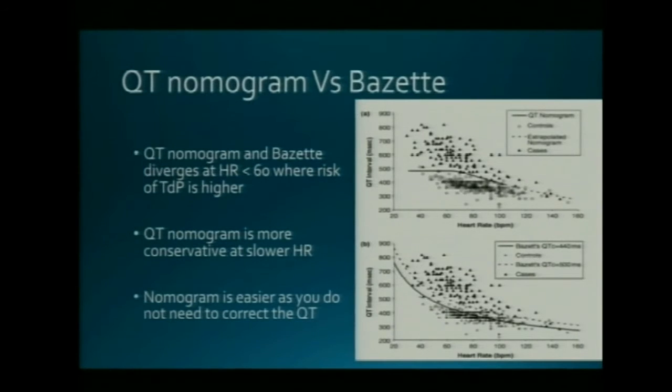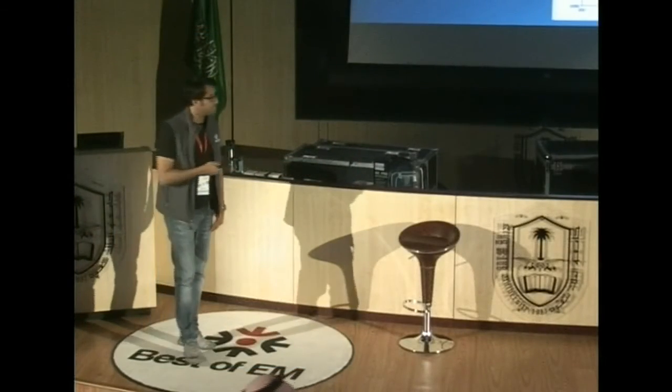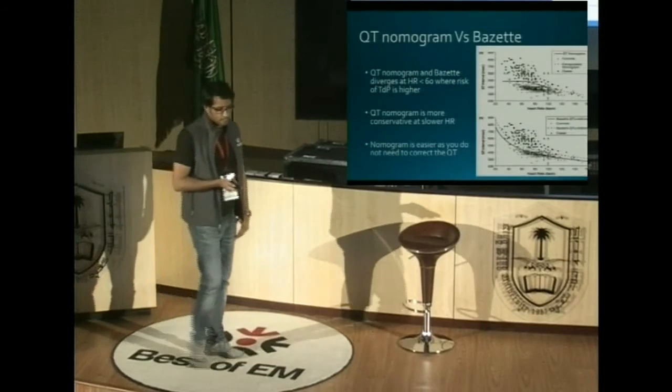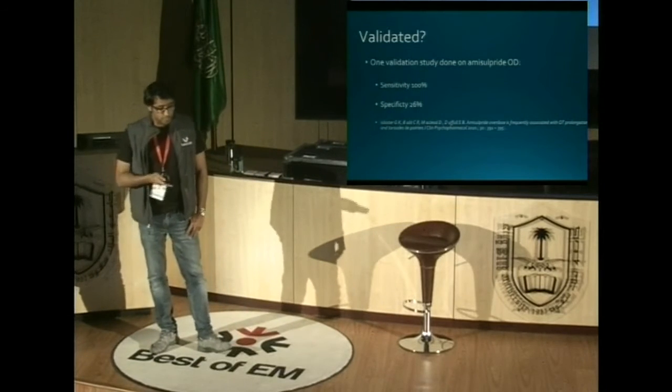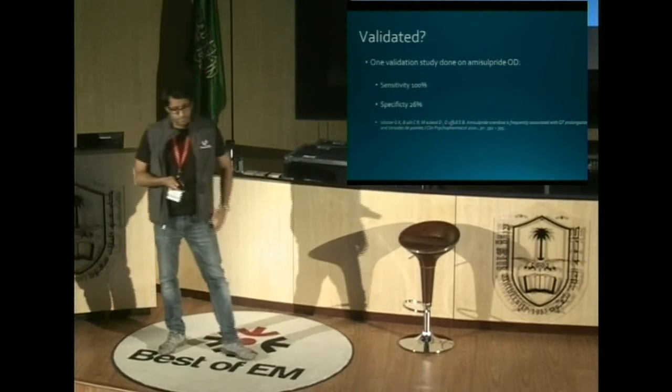And it's also easier to use. You don't need to correct anything. You just plot the absolute QT, which you can calculate yourself or the machine can, against the heart rate. So was it validated? There was at least one validation study on amisulpride overdose. Amisulpride is an atypical antipsychotic, with a sensitivity of 100%.